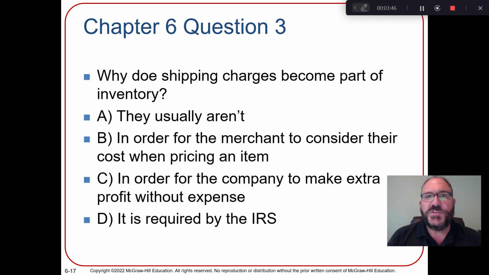There you go. Question number 3. Why should shipping charges become part of inventory? Okay, just mentioned it. All right? Answer this. Make sure you write your answer down so that you can go ahead and put it on the quiz, okay, on Canvas.